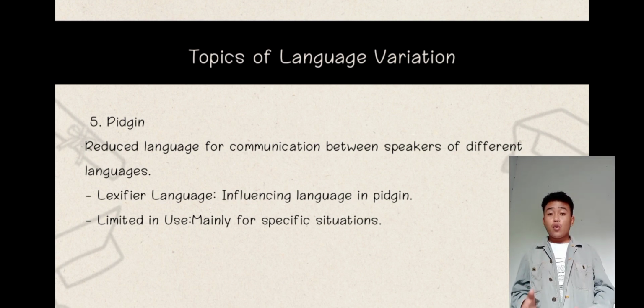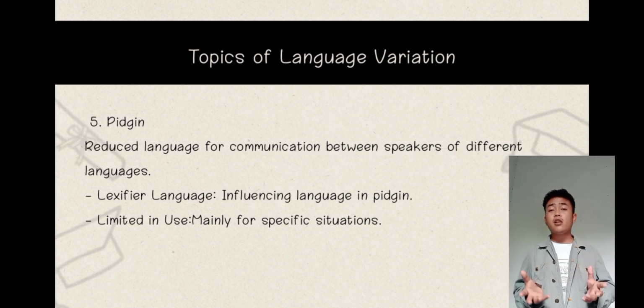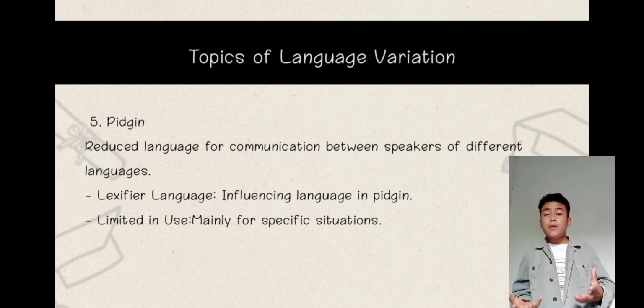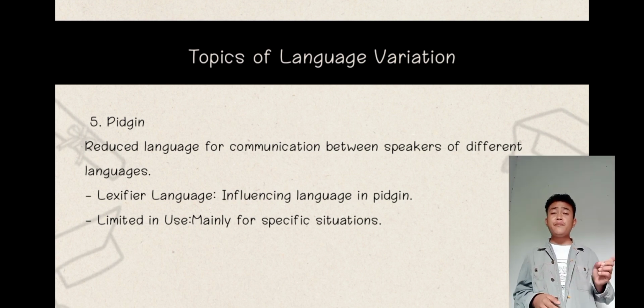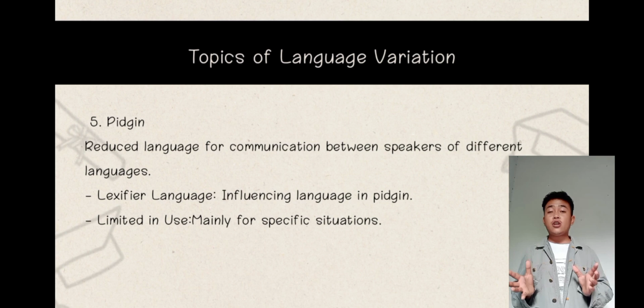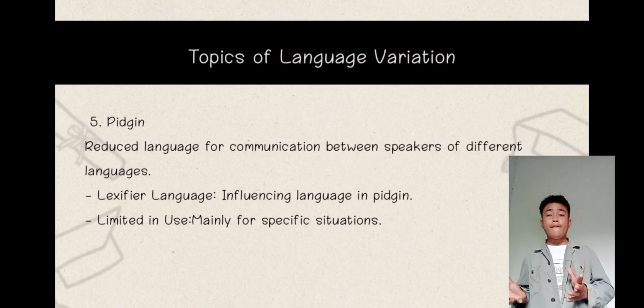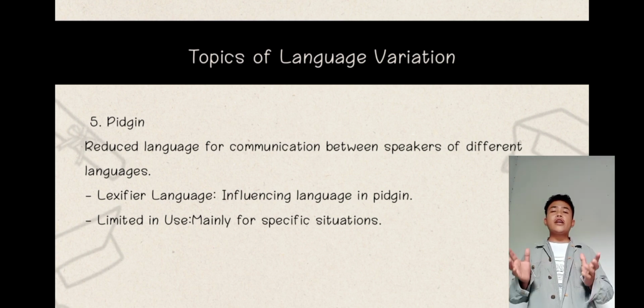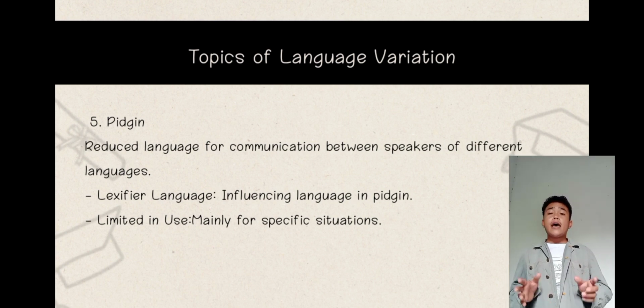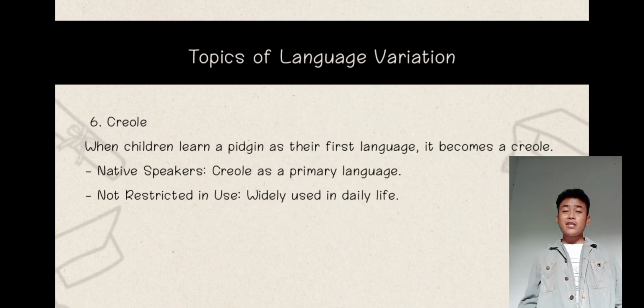On the other hand, pidgin is a simplified form of language that develops as a means of communication between people who speak different native languages. It typically arises in situations where there is a need for basic communication between speakers of different languages, such as in trade or multicultural settings. Pidgin languages often have simplified grammar and vocabulary, drawing elements from multiple languages, and are used for limited and specific purposes or contexts only. And now, let's talk about Creole.